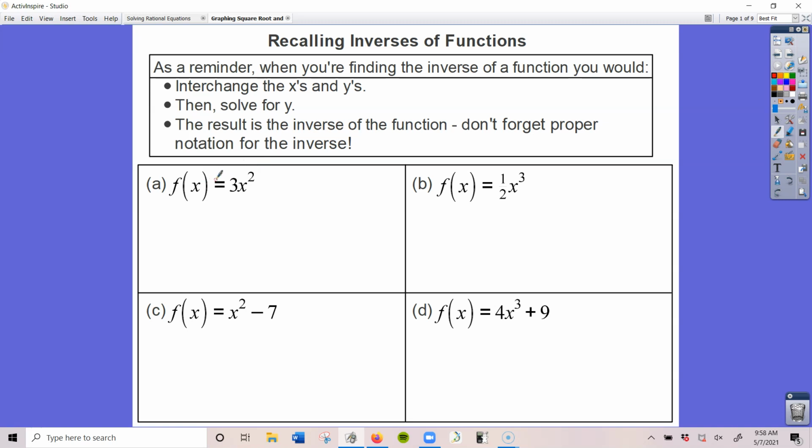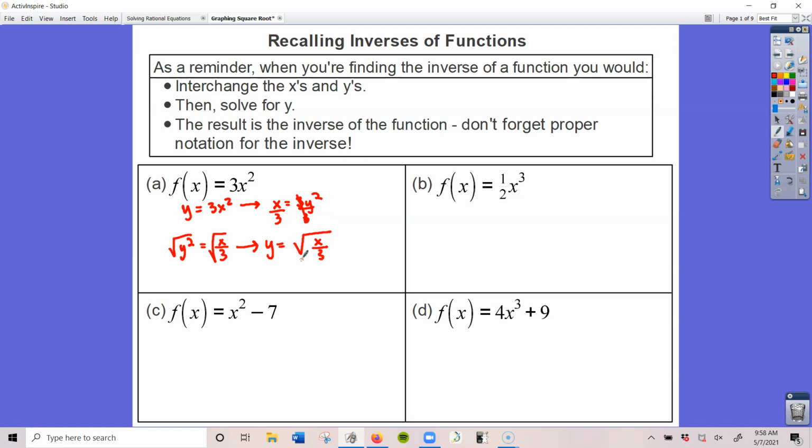Now remember that for the inverse, you take the f of x, which is actually a y, and you interchange the x and the y. So first, this equation would then become x is equal to 3y squared. Then we solve for y. So I would have to divide by 3 first. So I get y squared is equal to x over 3. And then I would square root both sides. So y is equal to the square root of x over 3.